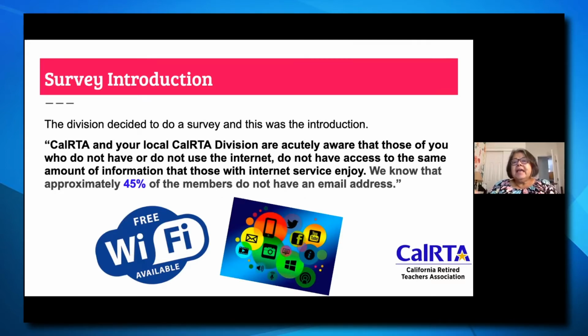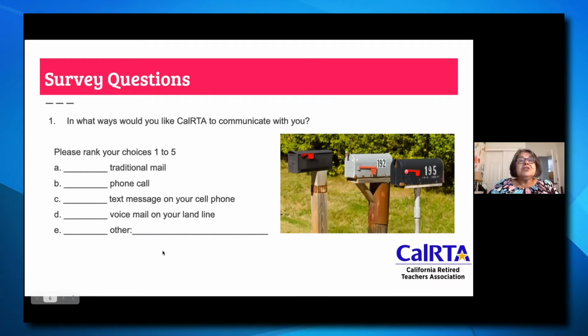So Calrta and your local division are acutely aware, and I love the word acutely, that those of you who do not have or do not use the internet do not have access to the same amount of information that those with internet service enjoy. They know that approximately 45% of their membership do not have an email address. That's almost half. So the survey questions were simple.